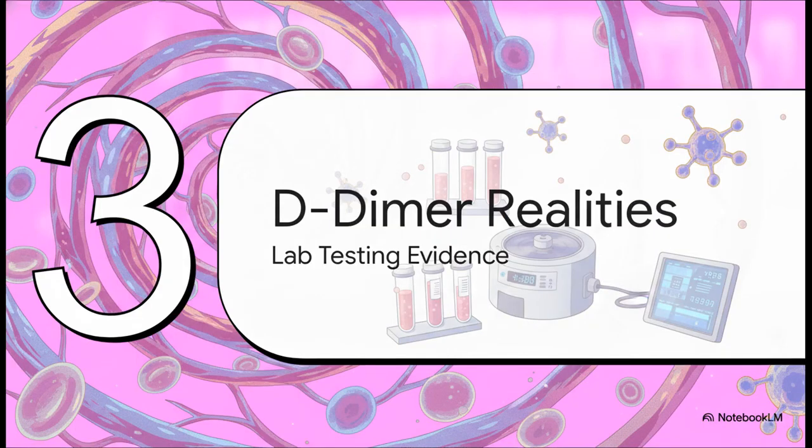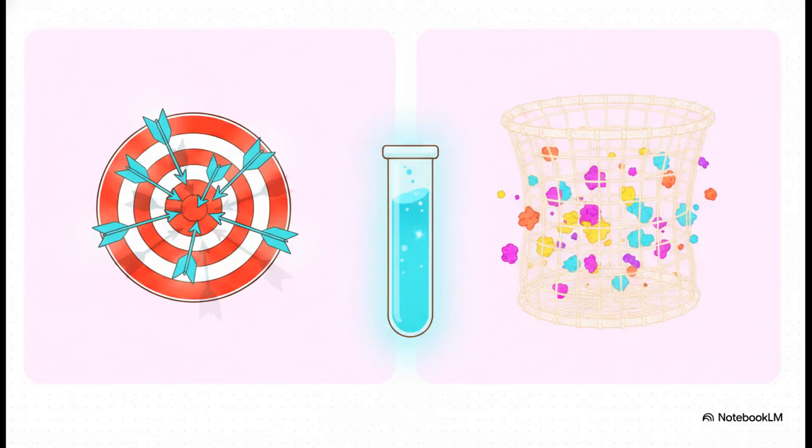Let's move into Section 3, D-dimer measurement realities. Transitioning into the laboratory phase, we hit our next critical layer of evidence. What's really interesting here is the stark contrast between sensitivity and specificity. The D-dimer test boasts a sensitivity of about 95% and a negative predictive value of 99 to 100%. That makes a negative D-dimer incredibly effective for ruling out DVT in patients with an unlikely pretest probability.